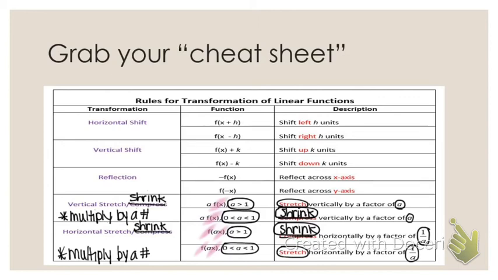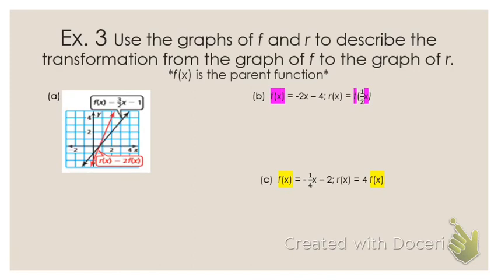And we're going to look at these in example number 3. But first, make sure this is all you have on your cheat sheet. No extra circles, no extra arrows, no extra words. Now, let's look at example 3. It says, use the graphs of f and r to describe the transformation from the graph of f to the graph of r. Again, highlight the fact that f of x is the parent function.